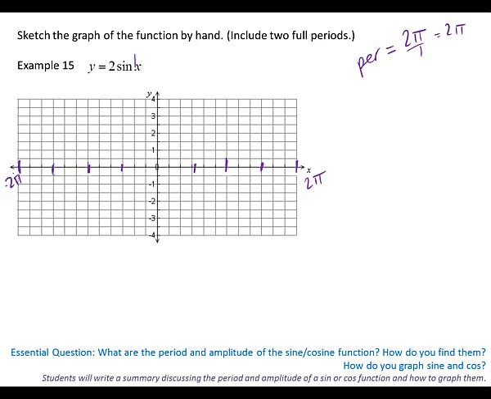Because it makes it really easy to graph it. Okay? Because that's what the scale is, right? If this is 2 pi, I know that this is pi. I know that's pi over 2. I know that's 3 pi over 2. So I'm marking all the halfway points.